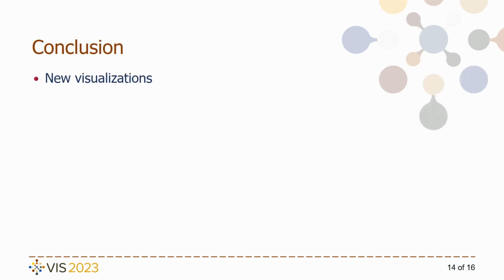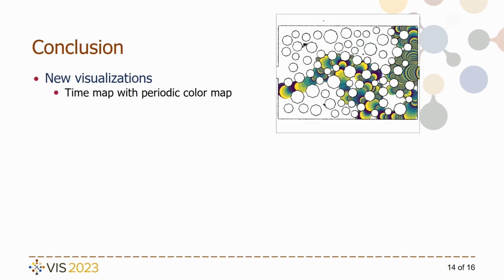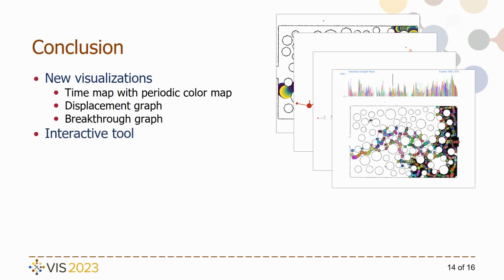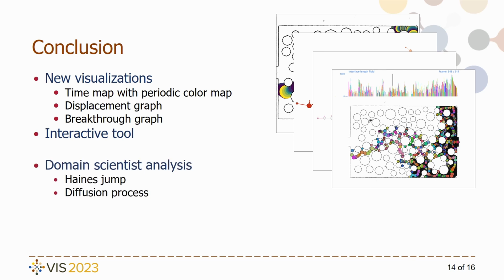To conclude, we introduced new visualizations for the analysis of capillarity-driven displacement processes in porous media. For that, we create a time map visualization with a periodic color map, extract the displacement and breakthrough graphs, and provide an interactive tool for visual analysis. We then showcase two examples where our domain scientists gained insight: the Haynes jump and diffusion processes.